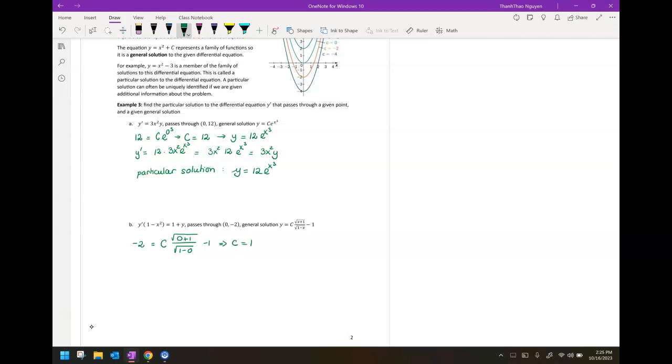So then the particular solution is y equal -1 times square root of x plus 1 divided by square root of 1 minus x minus 1. You can verify that this is indeed the particular solution by taking derivative of this equation and plug it into the given differential equation.